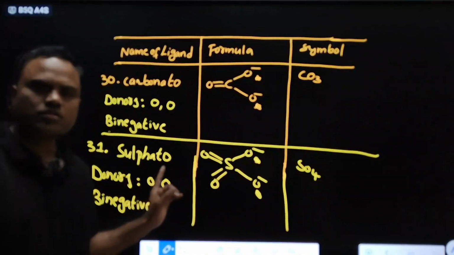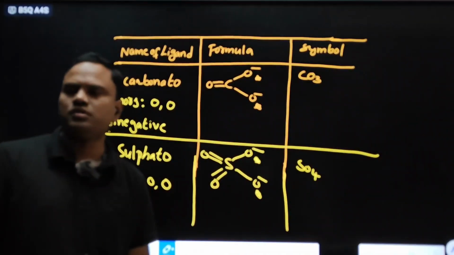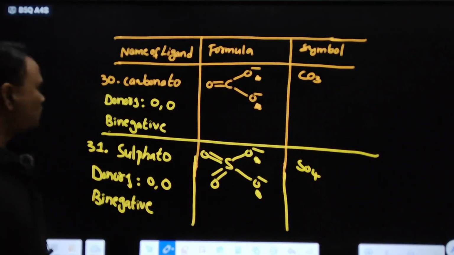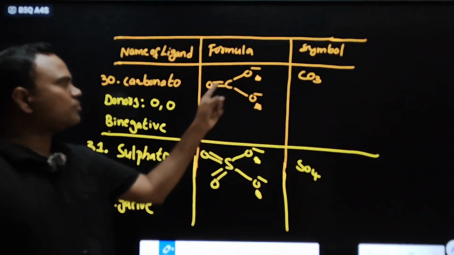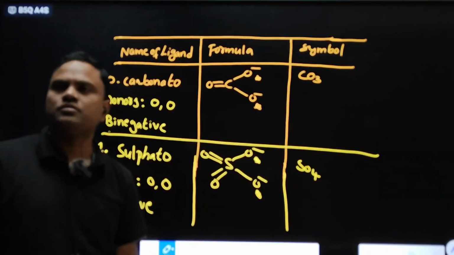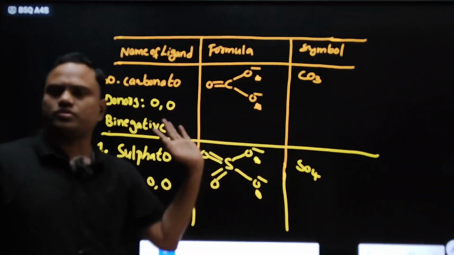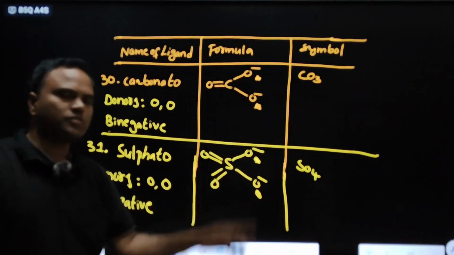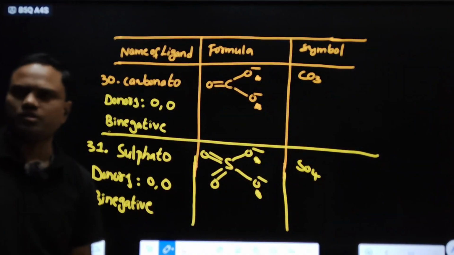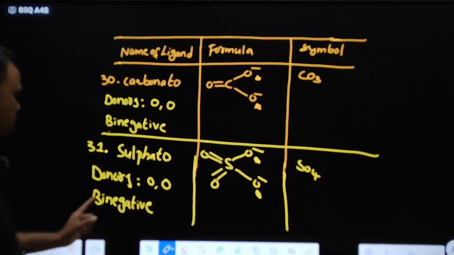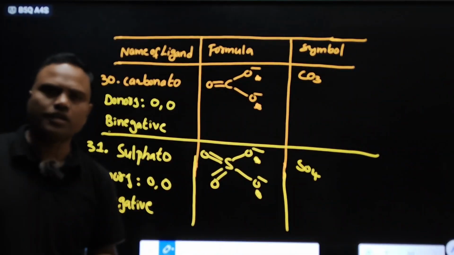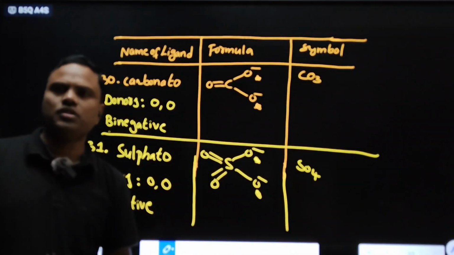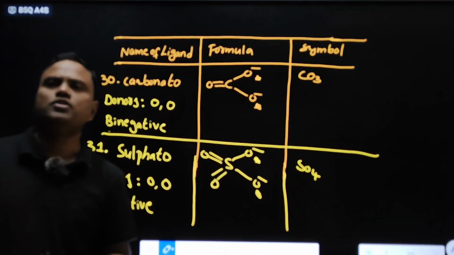Continuation of last class. Two more bidentate negative ligands, carbonate and sulfate. In carbonate, what are the donor atoms? Oxygen, oxygen. In sulfate, what are the donor atoms? Oxygen and oxygen only. Next category. We completed monodentate negative and bidentate negative. Next, monodentate neutral ligands.